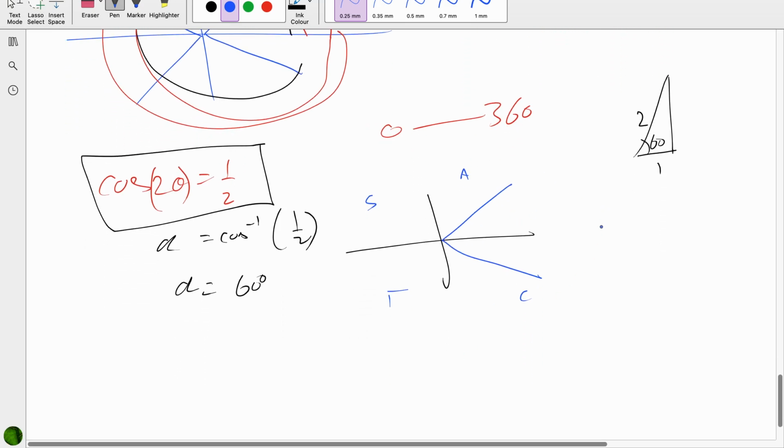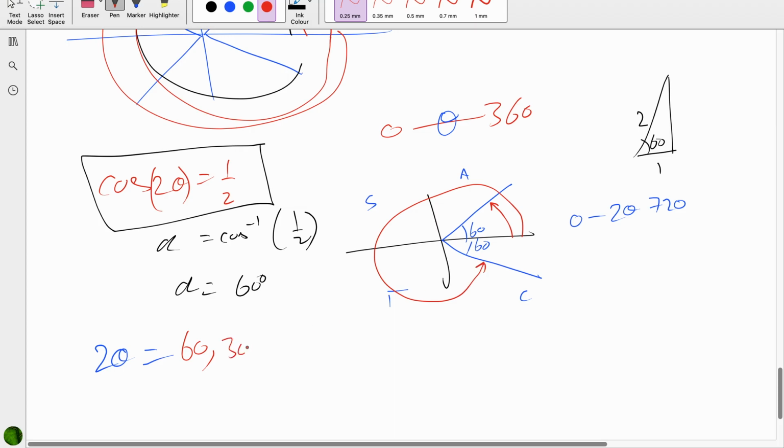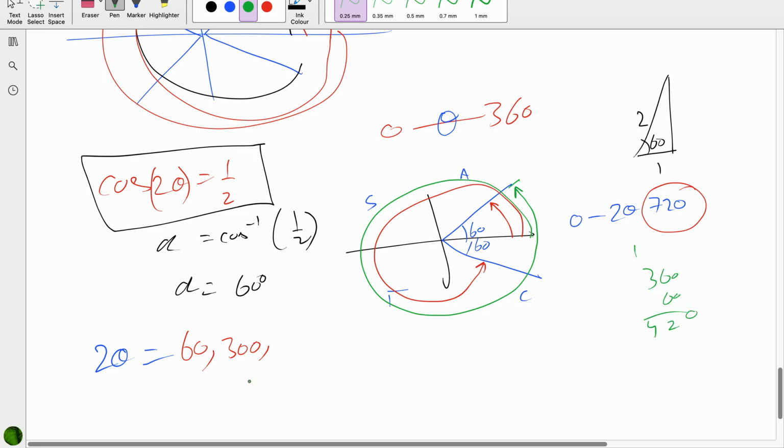So for 2 theta, I know that it ranges from 0 to 720, because for theta it is given as 0 to 360. So the basic angle is 60. This basic angle is again 60. If I'm solving for 2 theta, I know this first angle would be 60. This second angle would be 300. Now this is the point, because the domain is forcing you to take another round. That is why we have so many answers. Now this is the third angle. This is 360 plus 60. That is 420.